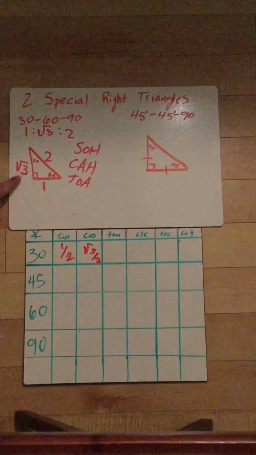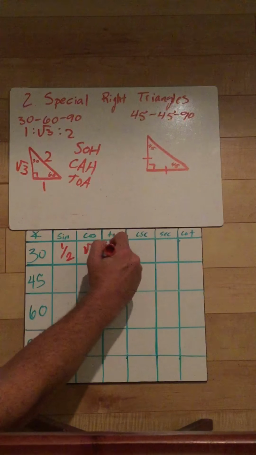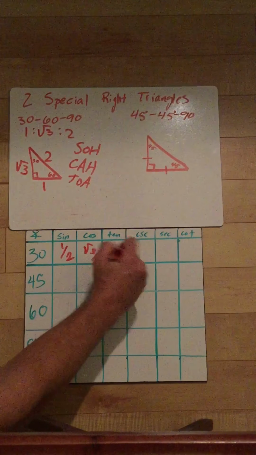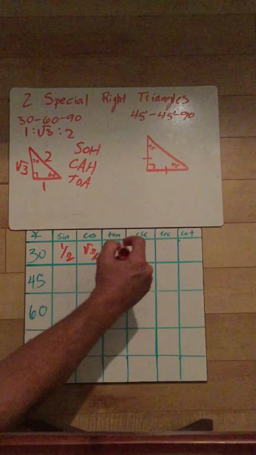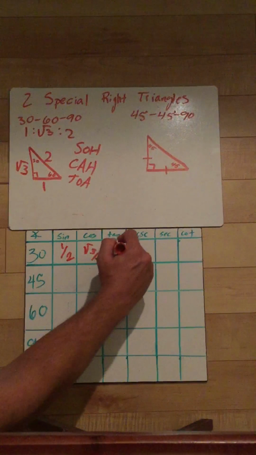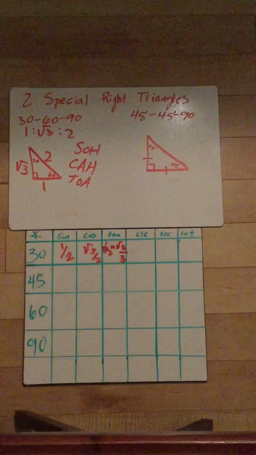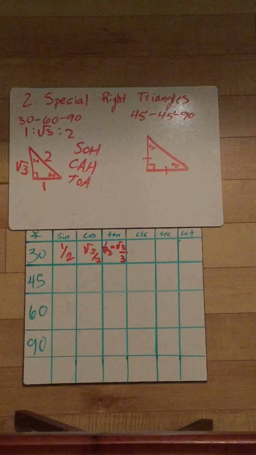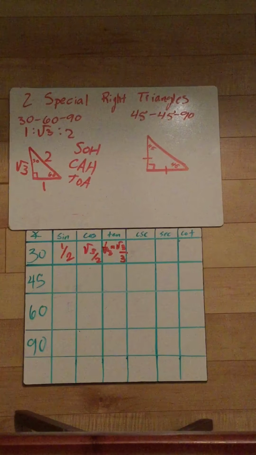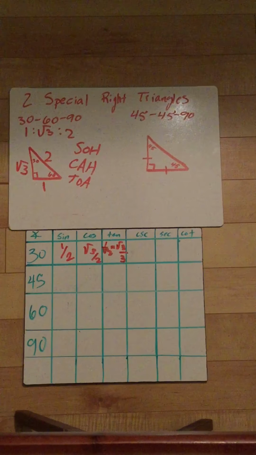And opposite over adjacent is 1 divided by radical 3, which is not simplified. It has to be rationalized, so we multiply the top 1 by radical 3, and then when we multiply radical 3 by radical 3, it becomes just 3, the square of a square root. Radical 3 times radical 3 is radical 9, or 3. Now we can skip and do the same thing for the sine, cosine, and tangent of 60 degrees.